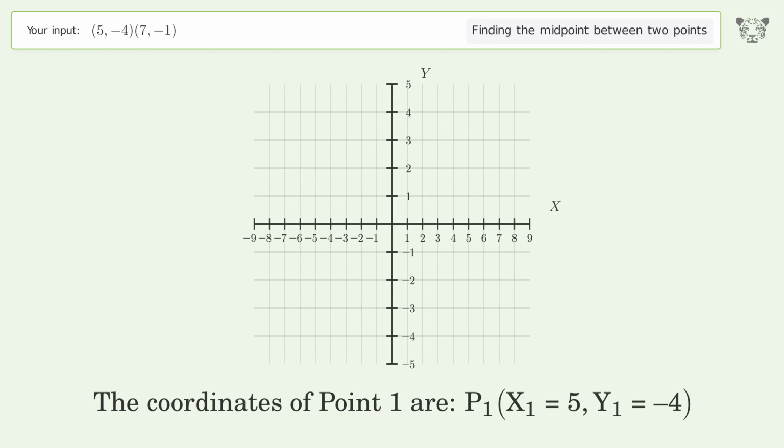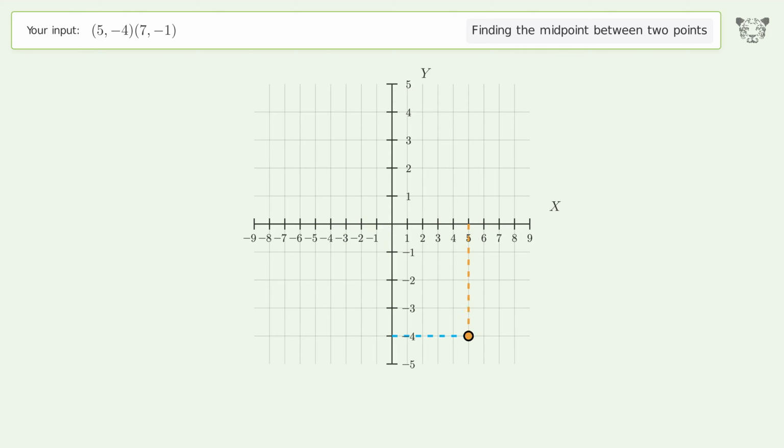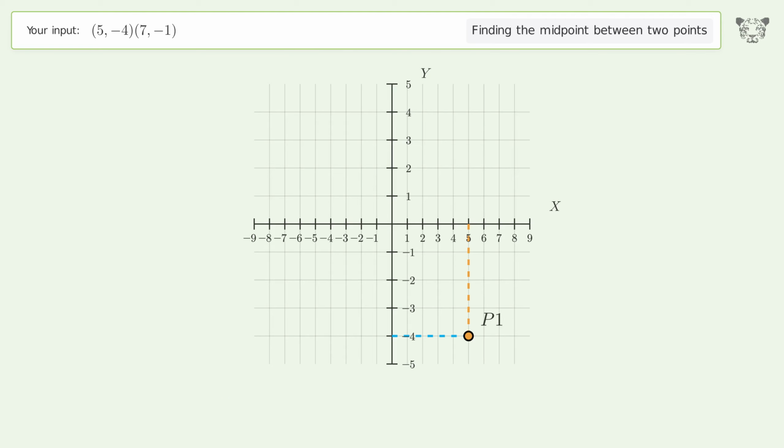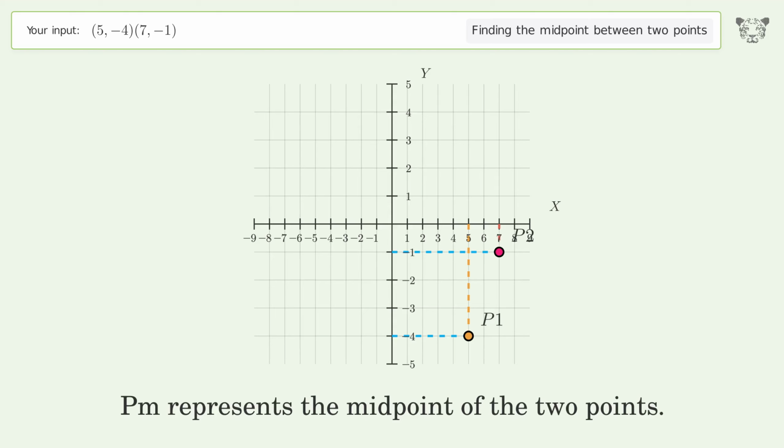The coordinates of point 1 are, x1 equals 5, y1 equals -4. The coordinates of point 2 are, x2 equals 7, y2 equals -1. PM represents the midpoint of the 2 points.